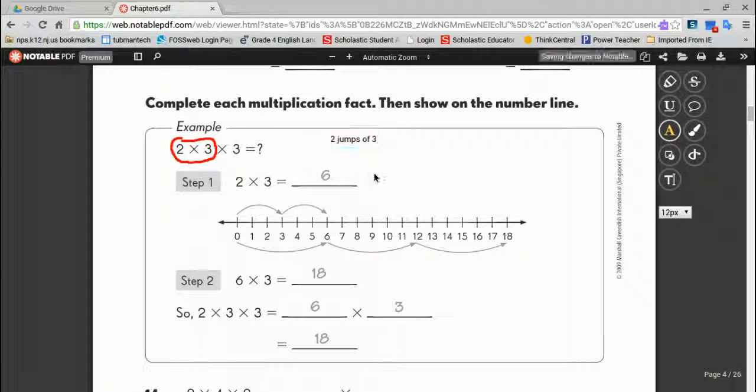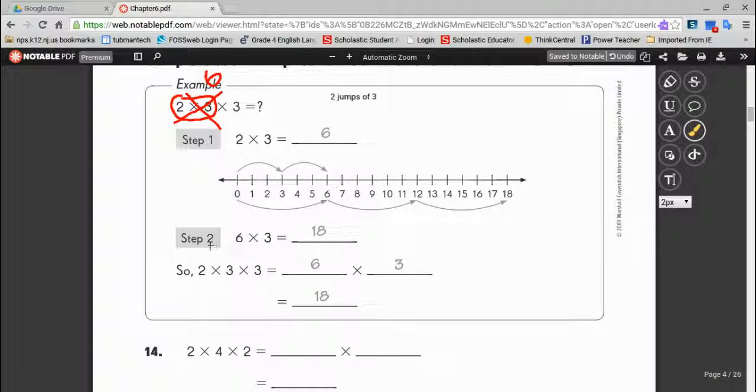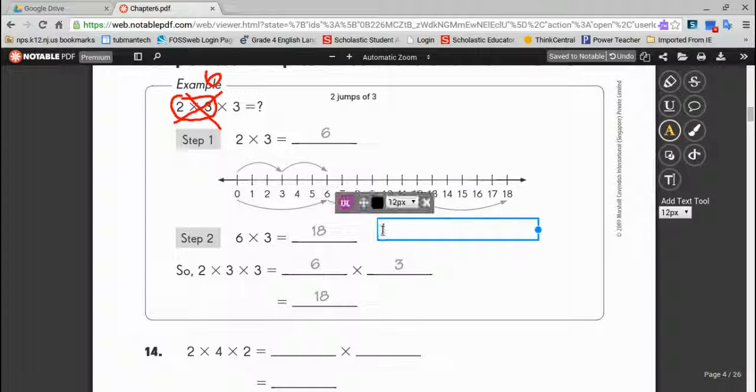And this is what they do first. 1 jump to 3, and another jump, 1, 2, 3, to 6. So here's my 2 jumps of 3, and that gives me 6. So step 2, once they know that 2 times 3 equals 6, they basically just cross this out, and they write 6 on top. So now their problem is 6 times 3. So step 2 is just to do the 6 times 3.